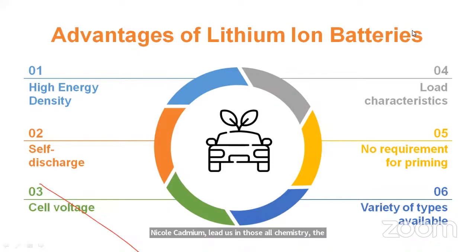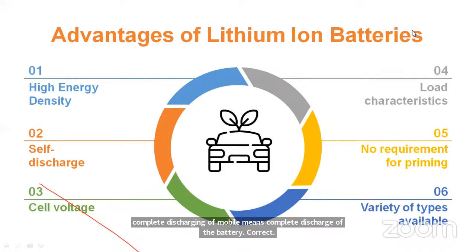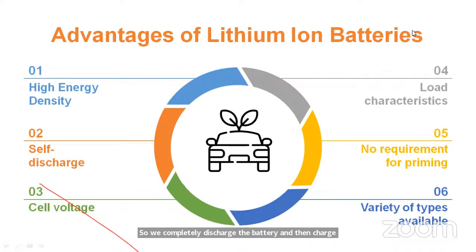I was talking about the fifth point, no requirement for priming. As I told you, in the initial days when we bought a mobile phone, we usually completely discharged the mobile the first time. Complete discharging of the mobile means complete discharge of the battery. So we completely discharge the battery and then charge it again so that it can give us a longer run time, like the life cycle should be higher.